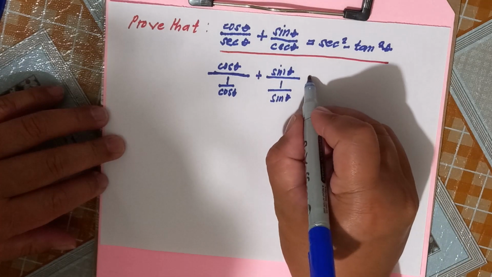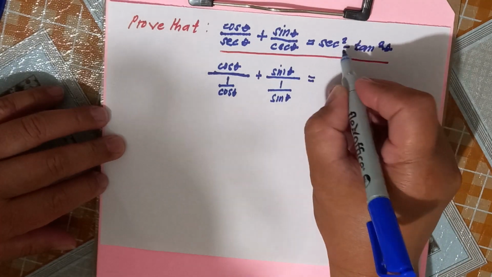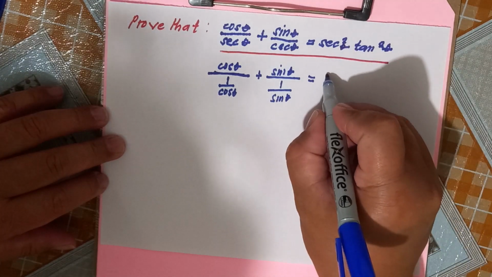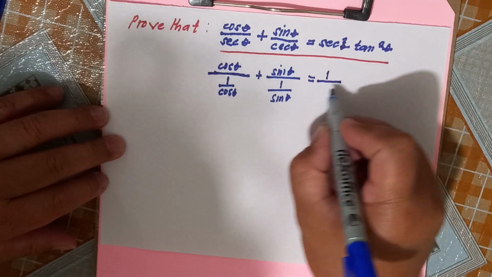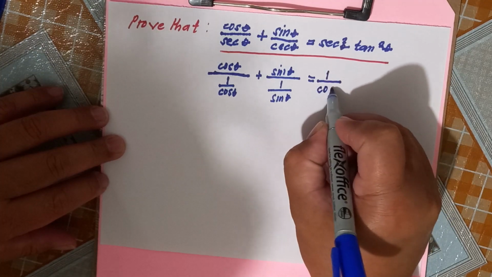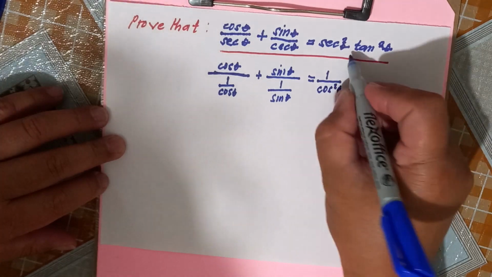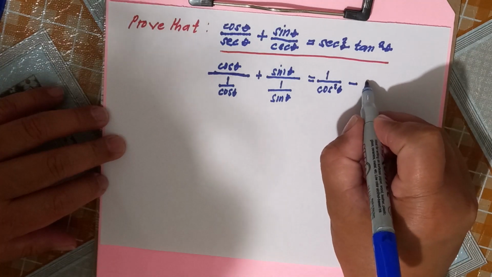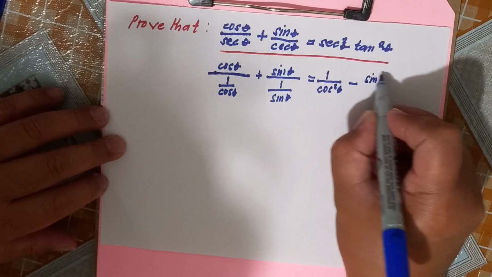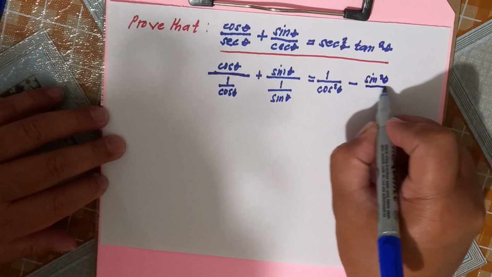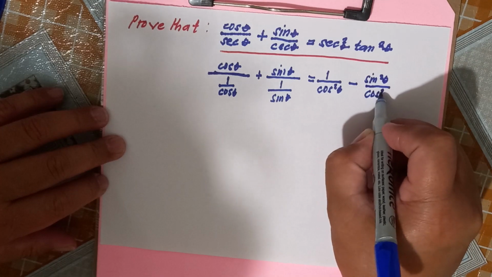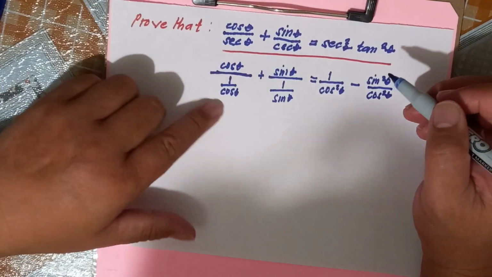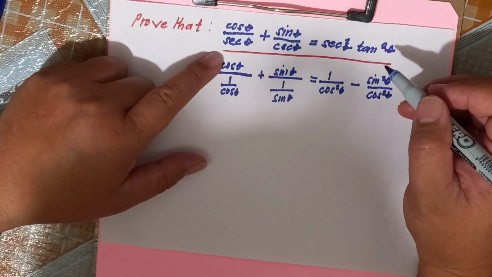Now what about the other side? Notice that secant squared theta is the same as 1 over cosine squared theta, minus tangent squared theta, which is the same as saying sine squared theta over cosine squared theta.